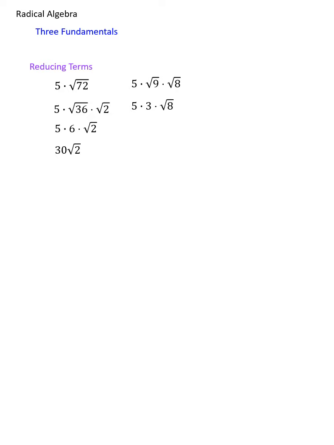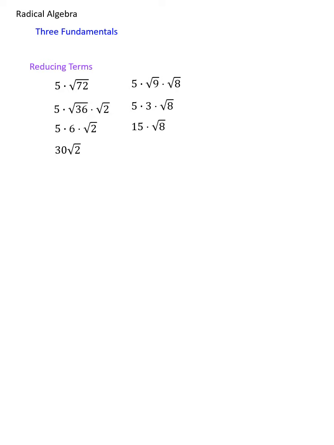Radical 9 is 3, and 5 times 3 is 15. Well, that doesn't look like the same answer. But it turns out all three of these expressions, the ones at the bottom of each column and the original expression, are all the same.